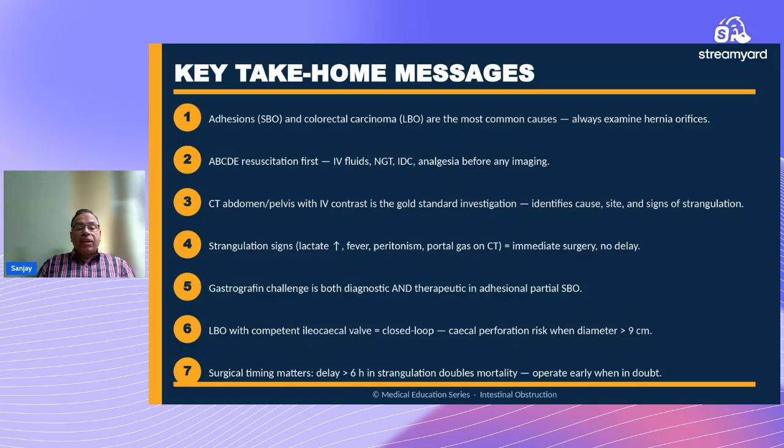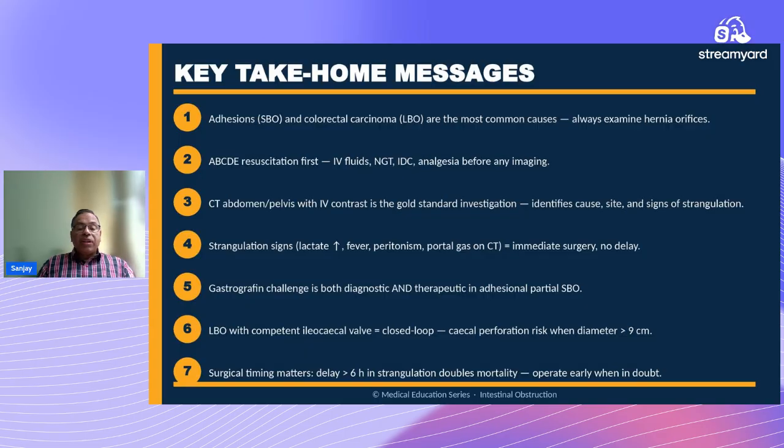The signs of strangulation are, typically on CT, portal gas and pneumatosis intestinalis. Biochemically, there would be increasing lactate, and clinically fever and signs of peritonism. All these are signs of strangulation, which would indicate immediate surgery. Don't delay. Large bowel obstruction with a competent ileocecal valve would classically lead to a closed loop obstruction where the cecum is at risk of perforation, especially if the cecal diameter is more than 9 centimeters.